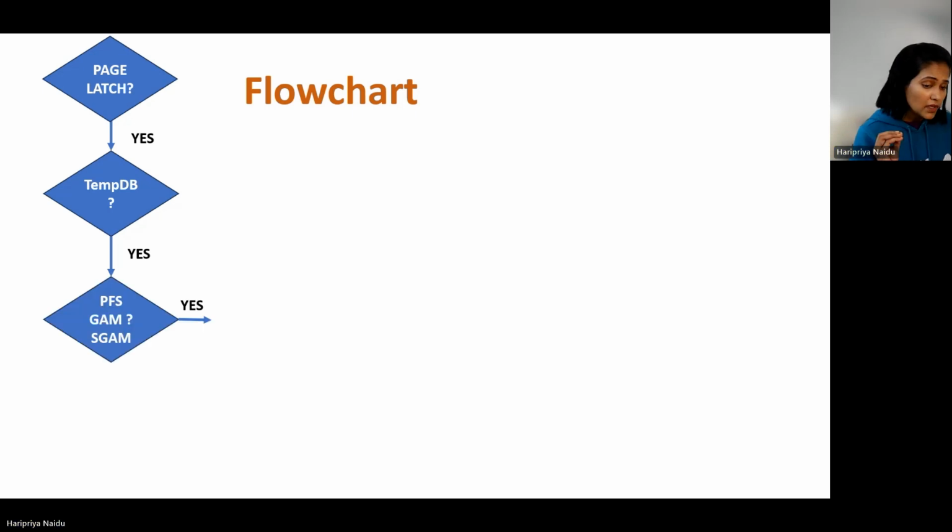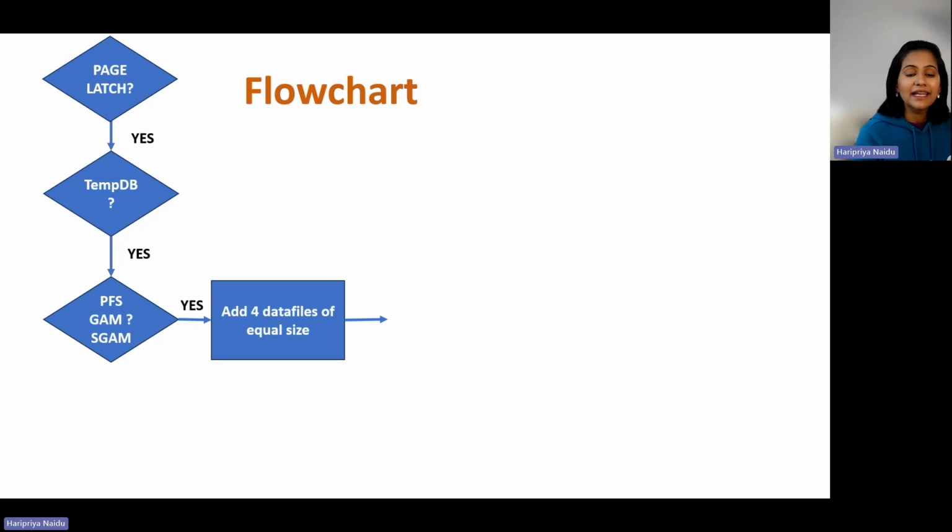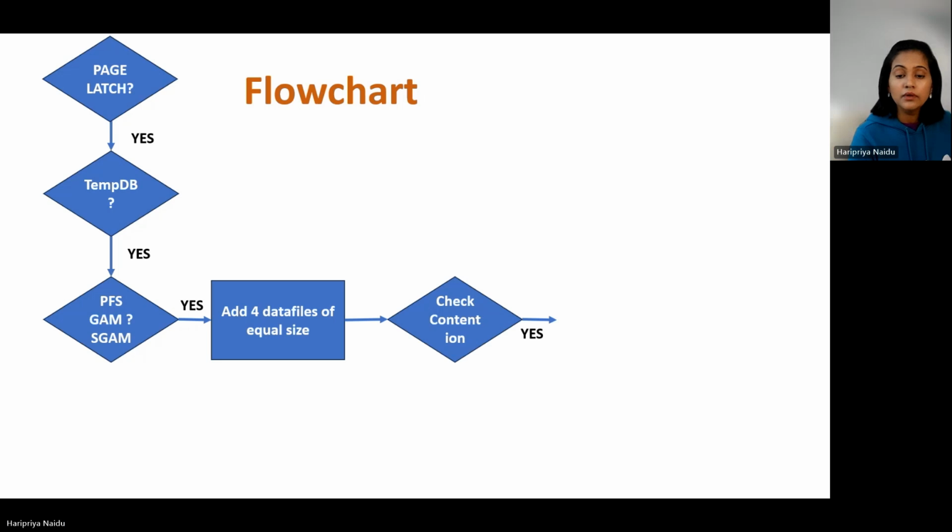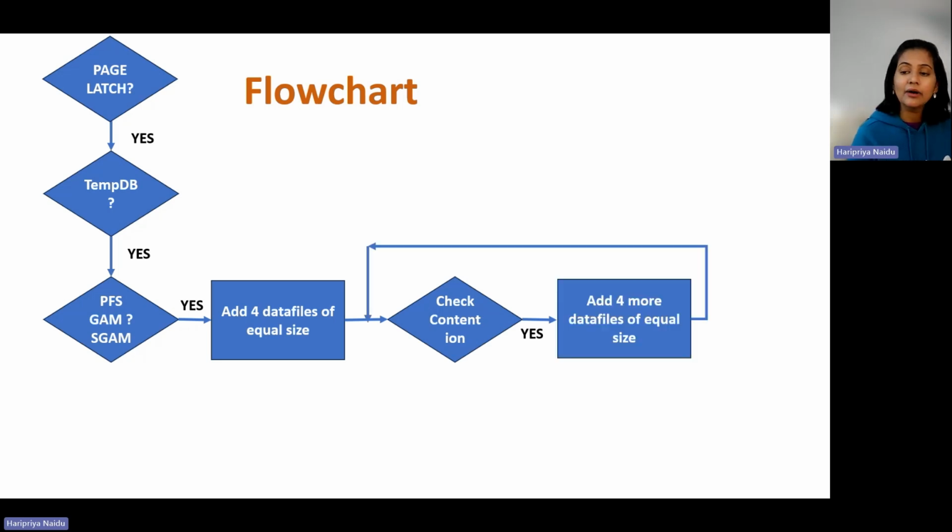Yes. Do you see it on PFS, GAM, SGAM pages? Yes. Then add 4 data files or 8 data files of equal size. Again, check for contention. Do you still see contention? Yes. Now add another 4 or 8 data files of equal size and then go in the loop. Again, check for contention. If you still see it, then keep adding another 4 data files. All right, so this is the direction you take when you see page latches on PFS, GAM, SGAM pages.